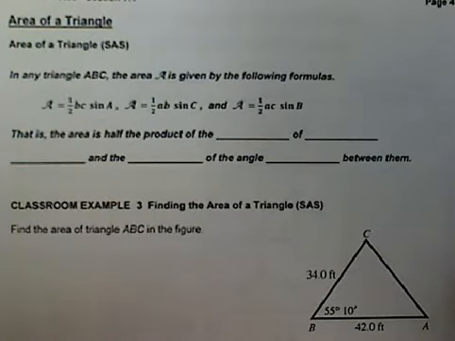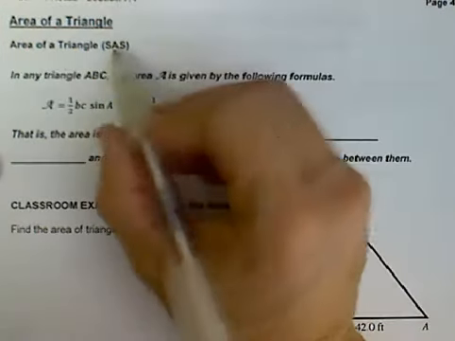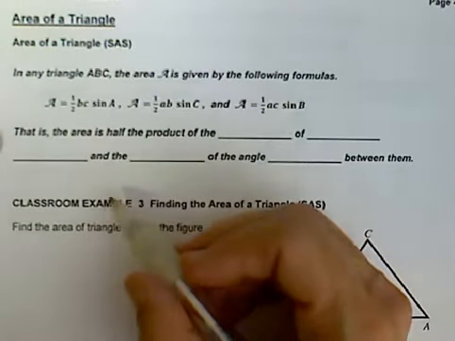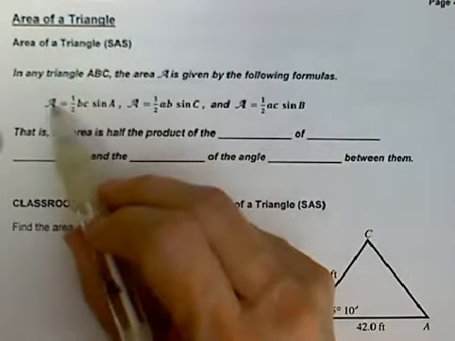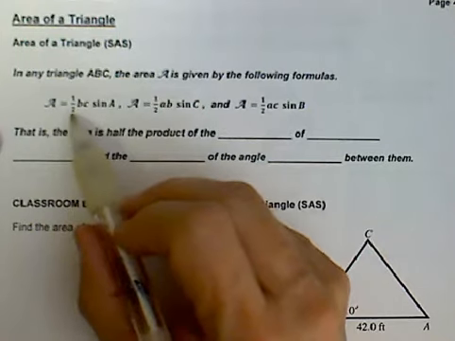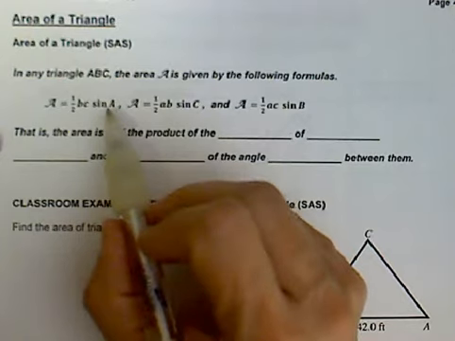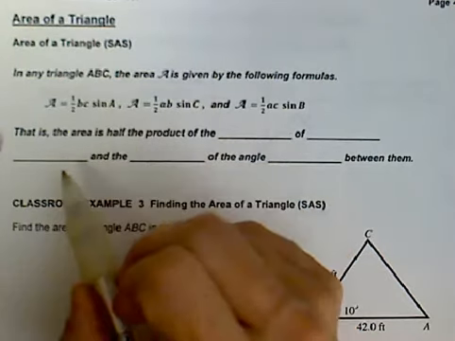Another formula that uses the sines of the angles is one to find the area of a triangle. And this works if you have two sides and the angle in between them. So if you have the SAS case, then the area for the triangle is 1/2 times the product of the two sides times the sine of the angle in between.